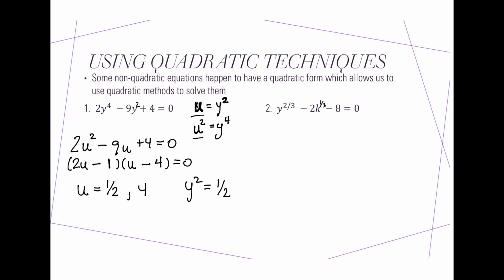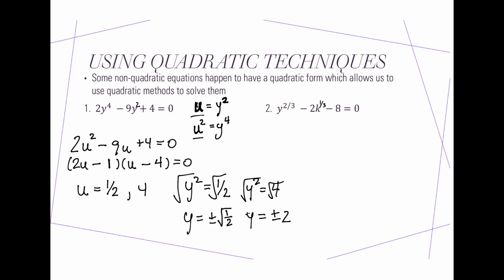And if u is equal to 4, then I know y squared is equal to 4, because u is equal to y squared. So I substituted out the u and put in y squared, which now I can solve both of these for y. This gives me y is equal to the positive and negative square root of 1/2. And y, doing it over here as well, gives me y is equal to plus and minus square root of 4, which is 2.